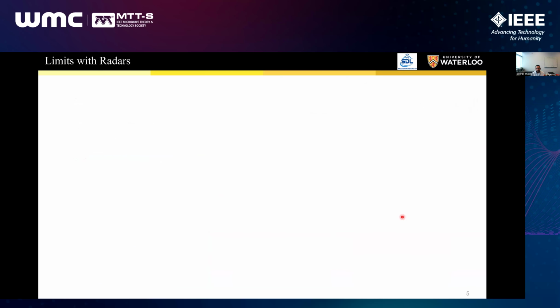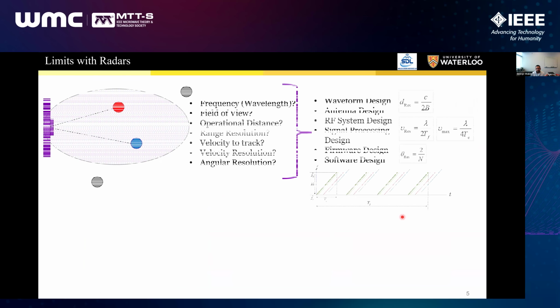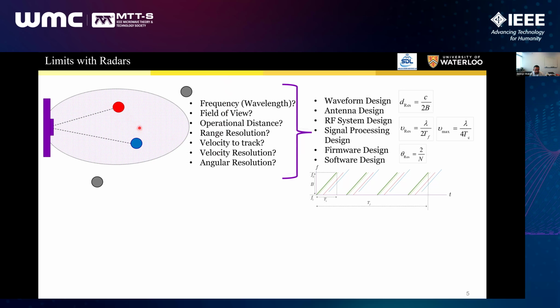When we started working with radars, we quickly identified some of the key limitations. To keep the problem simple, let's assume that we have a few objects that we're trying to detect with the radar initially. The first question is, what frequency are we going to develop the radar at? What is the field of view that we can achieve, which actually controls the antenna design? What is the operational distance, so how far can we detect? And what's the range resolution? For example, how close can these objects be to each other so that we can still detect them properly?